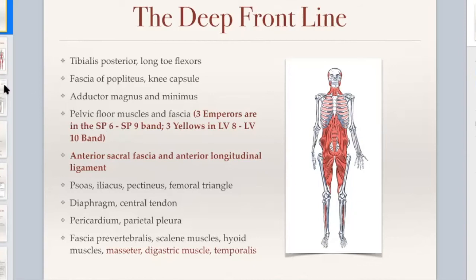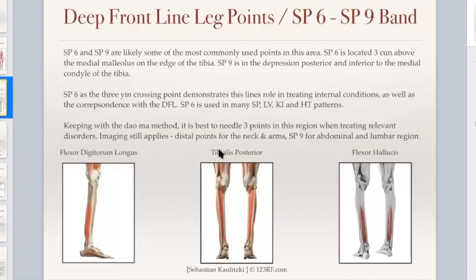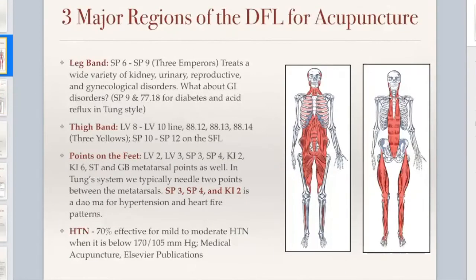Well, we have to look at the muscles of the deep front line. So we've got the tibialis posterior, which is really the main muscle on the deep front line that we're going to be using. And that's why the Tung points get consolidated: when we needle those points, provided that we got the right depth and angle, it's going to be working on these deep front line fascia. And that's why these points, in part, are so good for pelvic related conditions, because you put needles in here and then it's going to have an effect here.